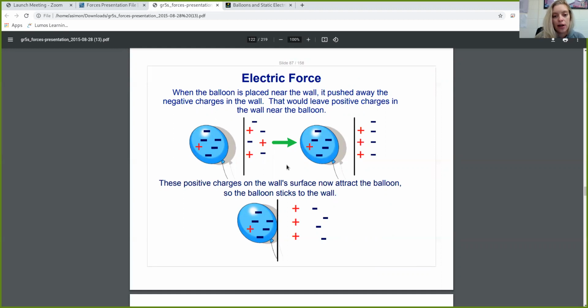Go ahead, and it's very helpful if we put this picture down in our notes, guys, because we can see the negative charges in the balloon are pulling the positive charges, and then the balloon is able to stick to the wall.